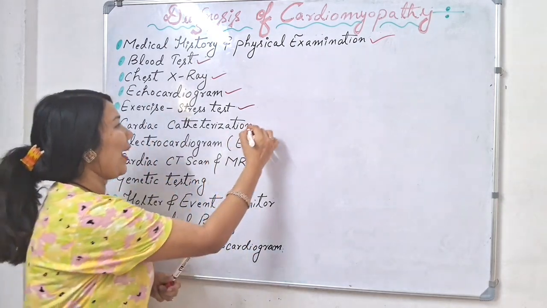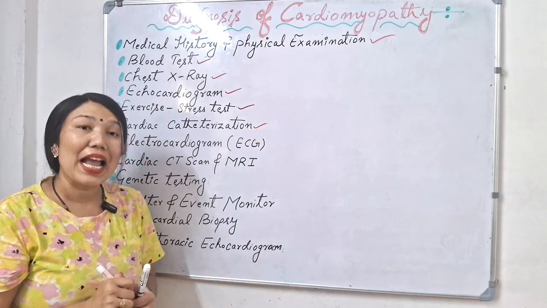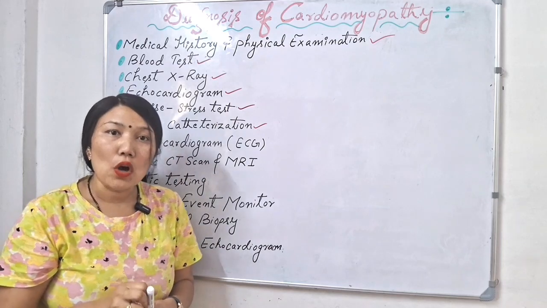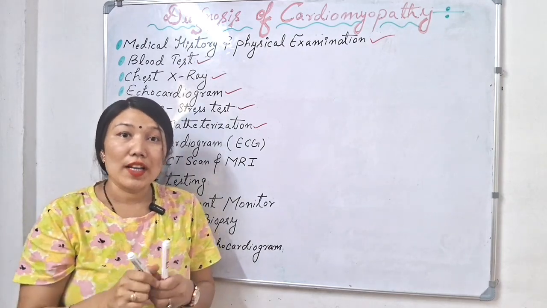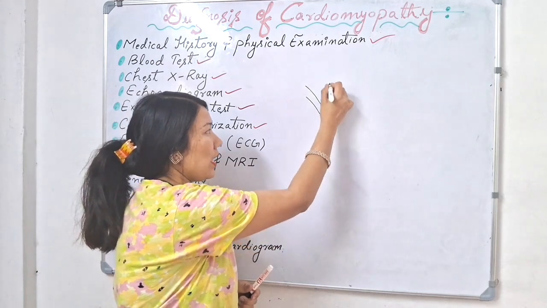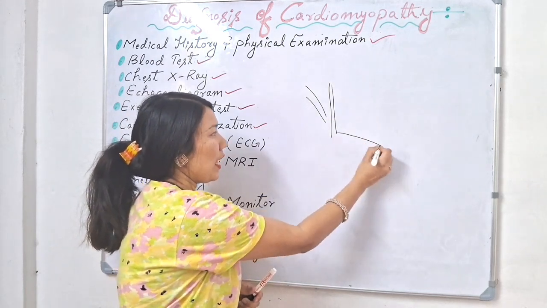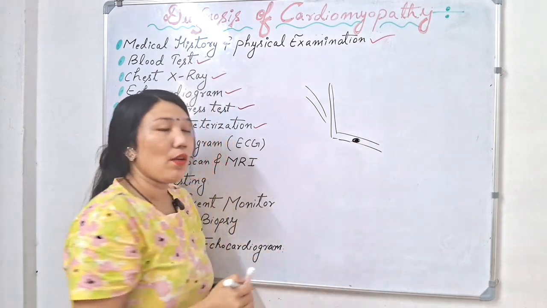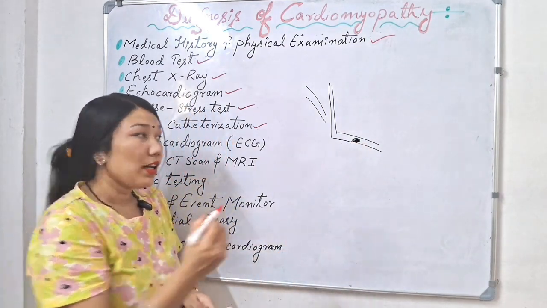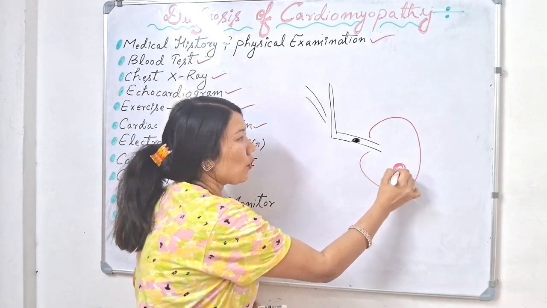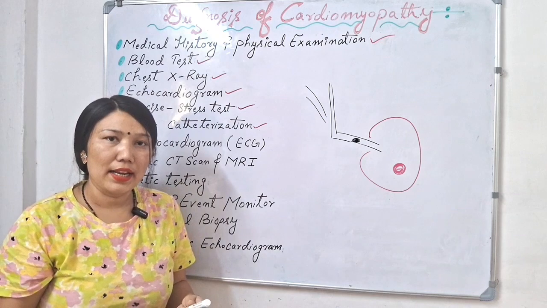Next we have cardiac catheterization. It is also known as angiography test. Why are we doing cardiac catheterization? Because the three main coronary arteries supply blood to our heart muscles. Suppose these are the three main coronary arteries, and if there is any blockage in a coronary artery, then what will happen? That region of the heart, our myocardium region, will not be able to receive blood supply.